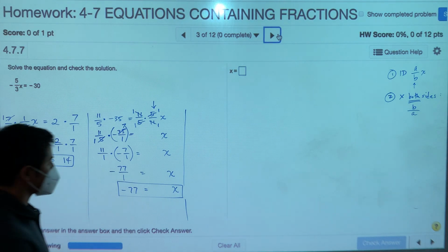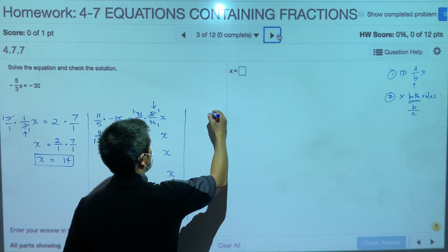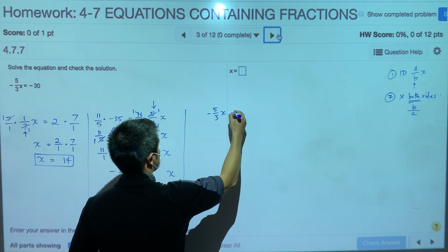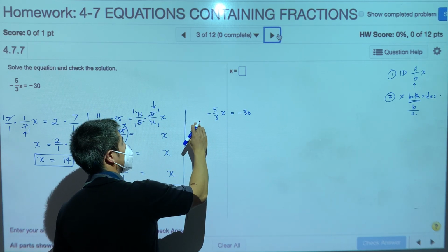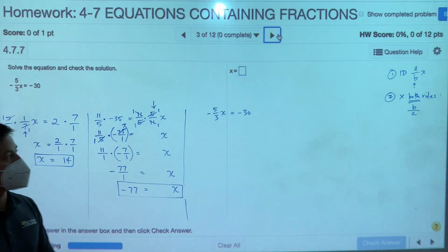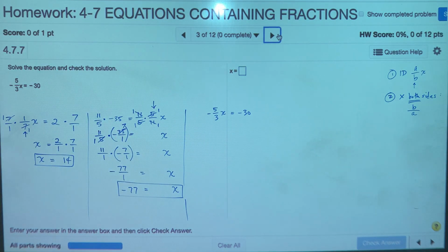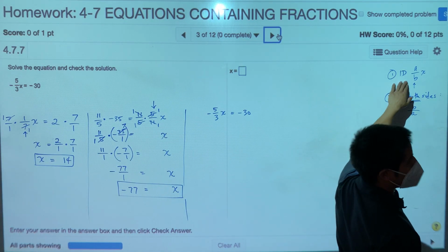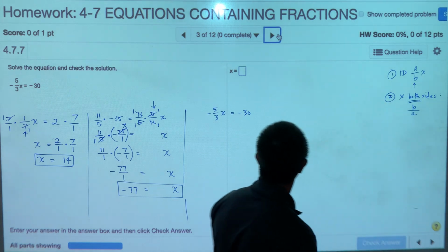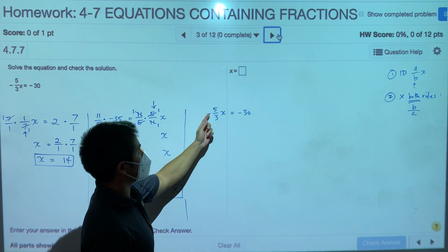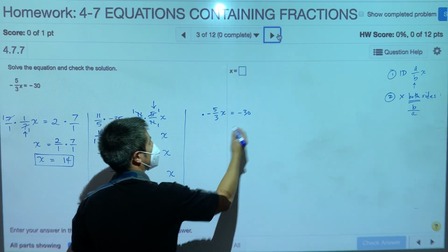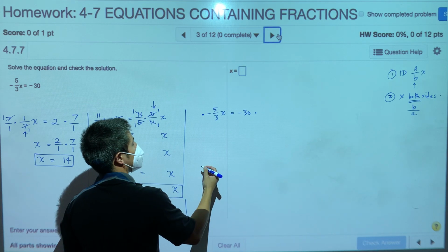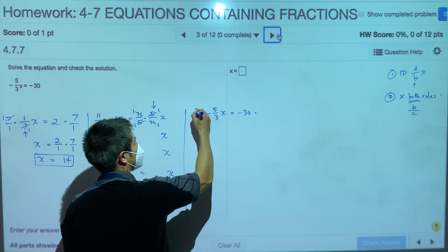All right, next one. So I've got a negative 5 over 3 x equals negative 30. Why did I leave a space here? Because I'm about to do some multiplication, right? So step number 1 is to always identify the fraction in front of the variable. What's my fraction? It's negative 5 over 3. What we're going to do is we're going to multiply both sides by the reciprocal of that, 3 over 5.